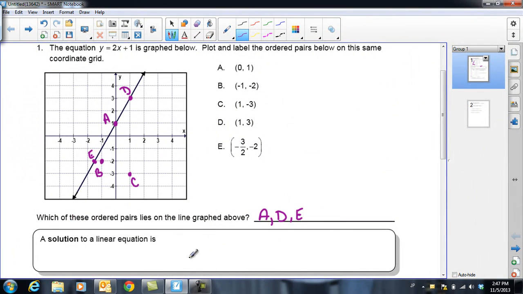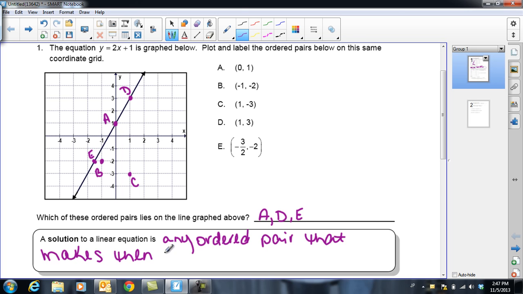Okay, well, a solution to a linear equation is just any ordered pair. It has to be an ordered pair. It has to have an x and a y value that makes the linear equation true when substituted in.